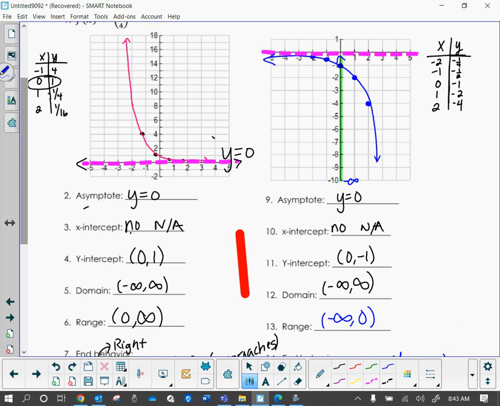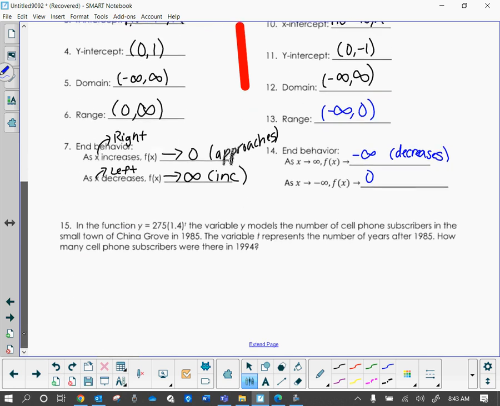Okay, one more question. It's at the bottom of the page. Number 15. In the function y equals 275 times 1.4 to the t power, the variable y models the number of cell phone subscribers in the small town of China Grove in 1985. The variable t represents the number of years after 1985. How many cell phone subscribers were there in 1994?